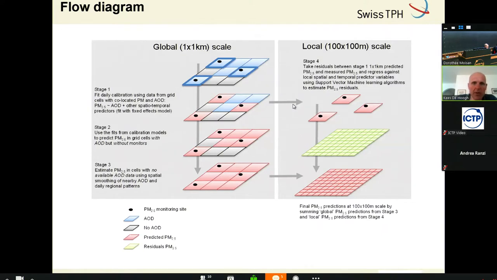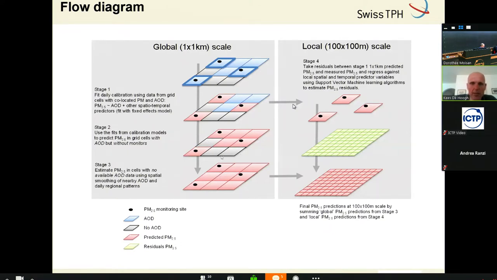So then we have that model, and what we can then do is apply this model to cells where we do not have a PM2.5 monitoring site, but we do have AOD data. So we can apply that model and estimate ground level PM2.5 estimates.